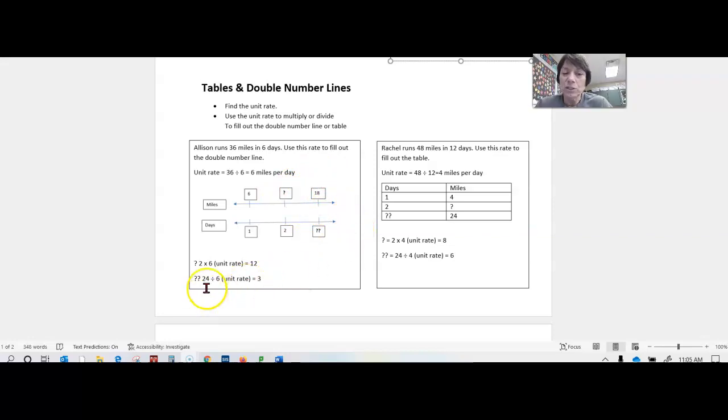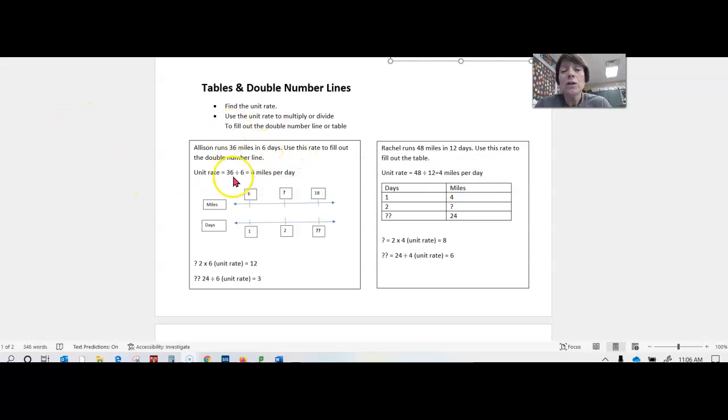So we're going to take our 24, divide it by 6, our unit rate, to find out that it would take her 3 days to cover 18 miles. For our table, then, we're told that Rachel runs 48 miles in 12 days. We figure out our unit rate by taking 48 and dividing by 12, and we find out that Rachel's running 4 miles per day.